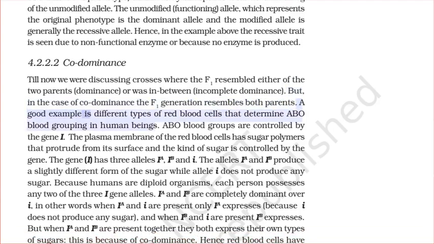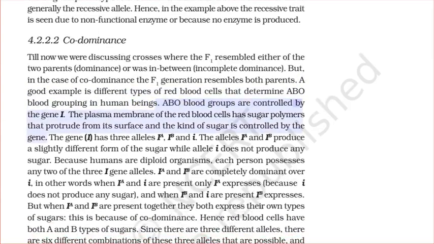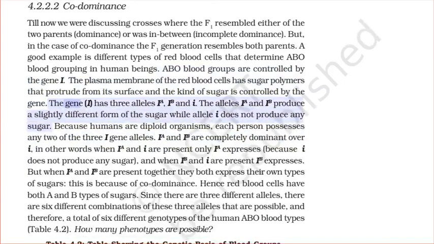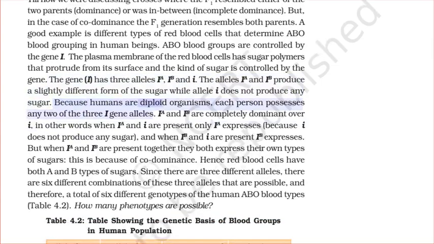A good example is different types of red blood cells that determine ABO blood grouping in human beings. ABO blood groups are controlled by the gene I. The plasma membrane of the red blood cells has sugar polymers that protrude from its surface, and the kind of sugar is controlled by the gene. The gene I has 3 alleles, IA, IB, and i. The alleles IA and IB produce a slightly different form of the sugar, while allele i does not produce any sugar. Because humans are diploid organisms, each person possesses any 2 of the 3 I gene alleles.